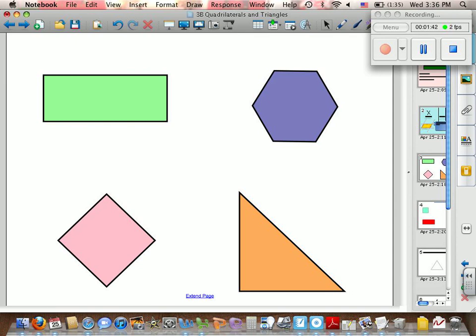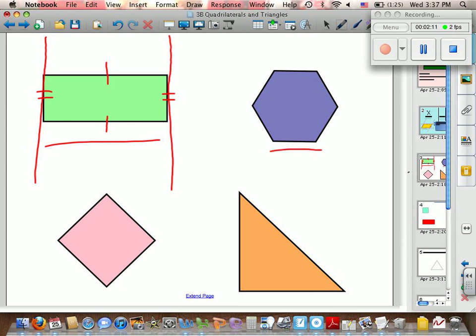Now, we have four different shapes here, and we're going to try and work together to see if they are parallelograms. Let's first look at this rectangle. The rectangle is a parallelogram because it has two pairs of lines that are parallel. This line is parallel to this line, and this line is parallel to this line. If we continued them forever and ever, they would never intersect.